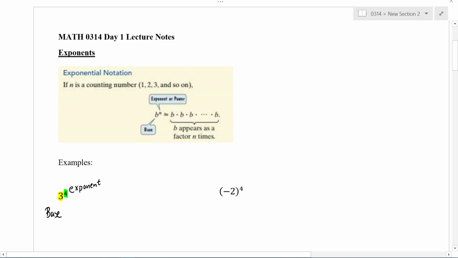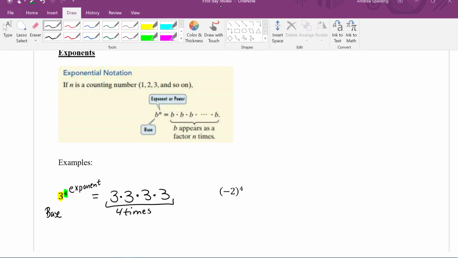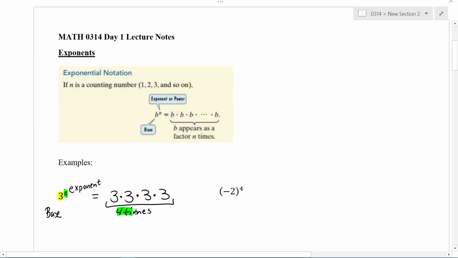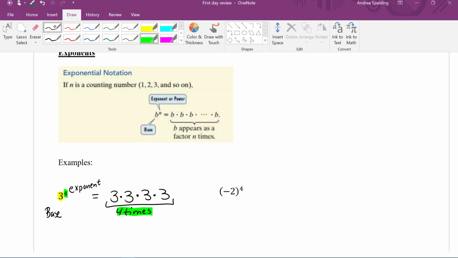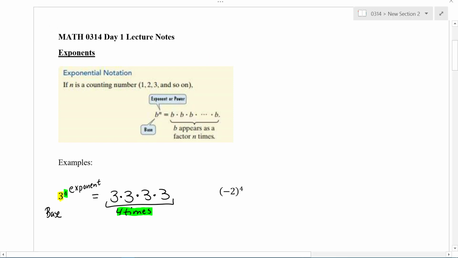What the exponent is telling us to do is to write the base that number of times. So in this case, my base is 3. I'm going to write that base of 3 four times. So the exponent tells me how many times to write the base and how many times I am multiplying that base times itself. So what is 3 times 3 times 3 times 3?